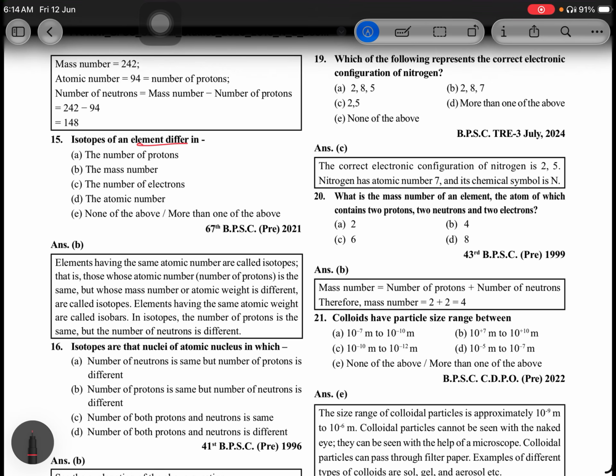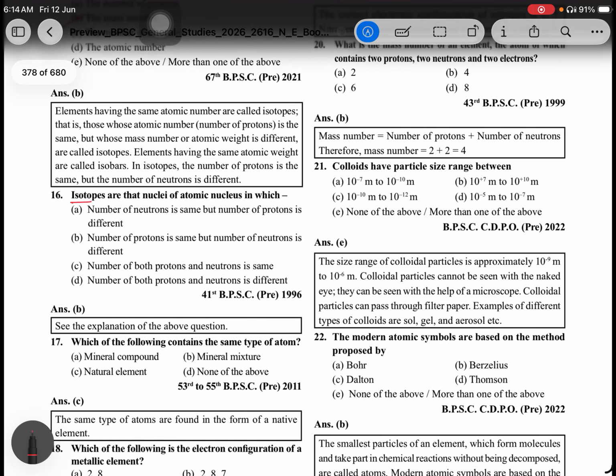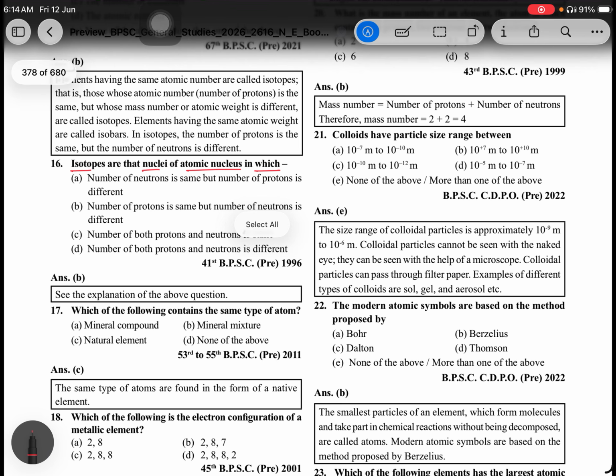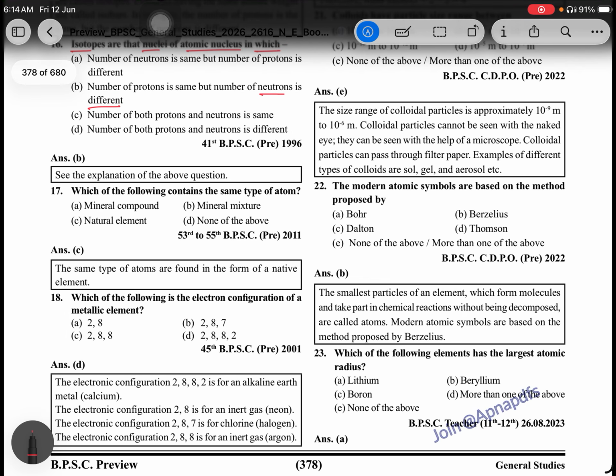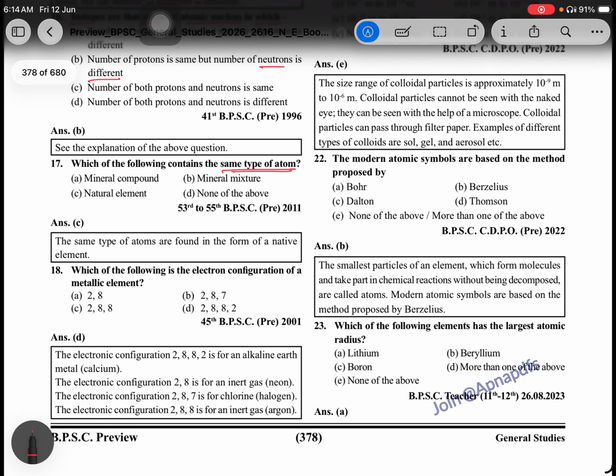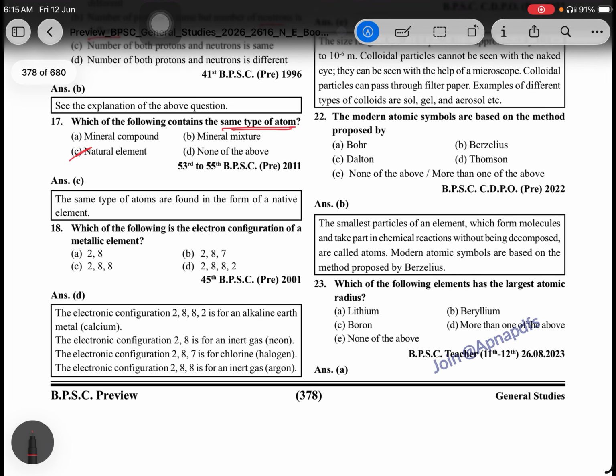Isotopes of an element differ in the mass number. Isotopes are atomic nuclei in which the number of protons is the same but the number of neutrons is different. Which of the following contain the same type of atom? That is neutral element.